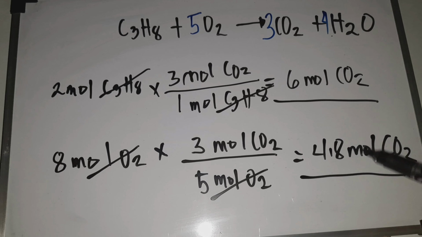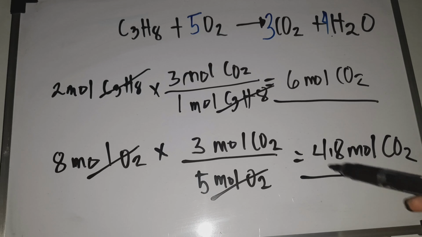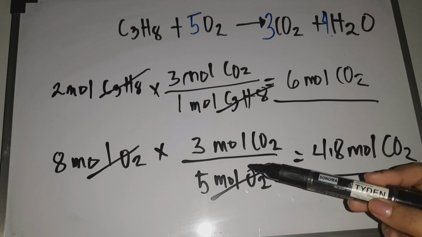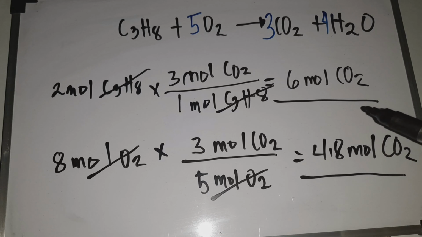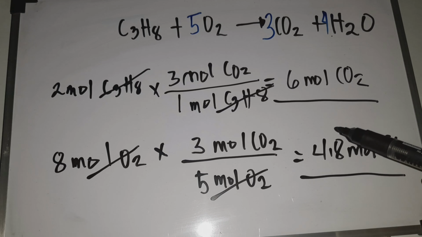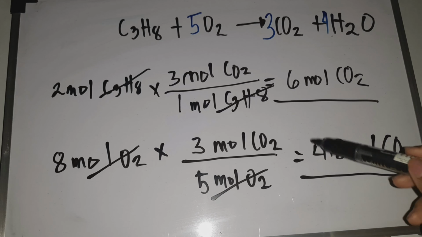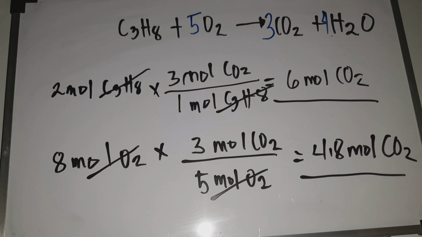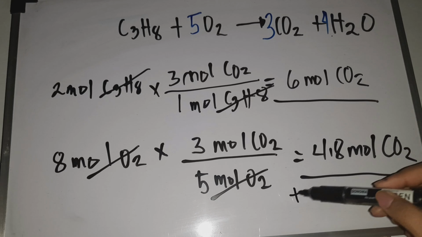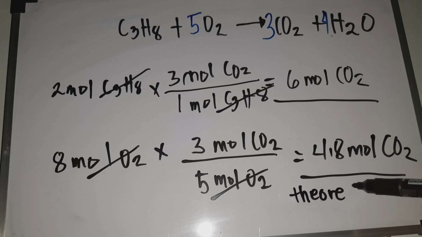Why? Because in a chemical reaction, oxygen will be the first one to diminish once the chemical reaction takes place. And the only amount of carbon dioxide that can be produced if we use 8 mole of oxygen is only 4.8 mole of carbon dioxide. And therefore, this 4.8 mole of carbon dioxide is our theoretical yield.